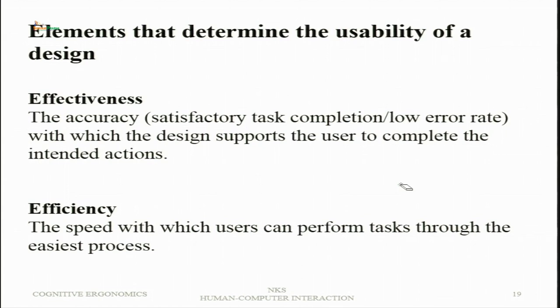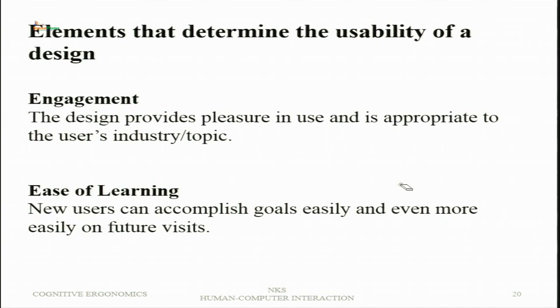Efficiency is the speed with which users can perform tasks through the easiest process. So efficiency does not only mean that the task will be completed, but given three or four different technologies, if one technology is easiest, then obviously that is more efficient as far as this definition is concerned. Then engagement. The design provides pleasure in use and is appropriate to the user's industry and topic. So engagement is important, that is, the task is engaging. In engagement, the individual gets lost, and the environmental conditions may no more be important, and the focus remains on the particular task and the use of the system, for example.